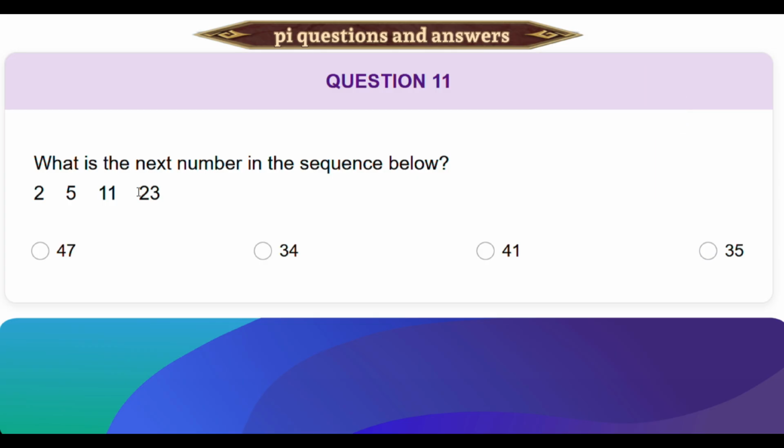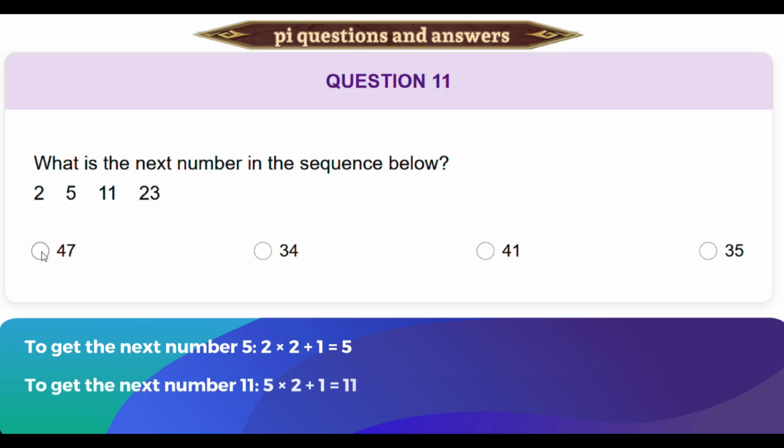Pattern breakdown. Let's look at how the sequence grows. Start with 2. To get the next number, multiply by 2 and add 1. 2 times 2 is 4, plus 1 equals 5. 5 times 2 is 10, plus 1 equals 11. 11 times 2 is 22, plus 1 equals 23.